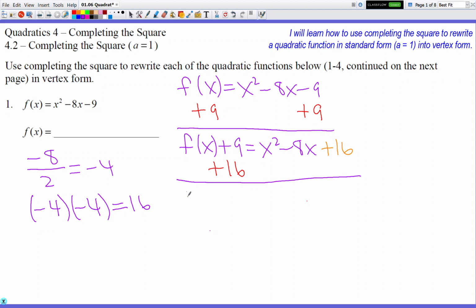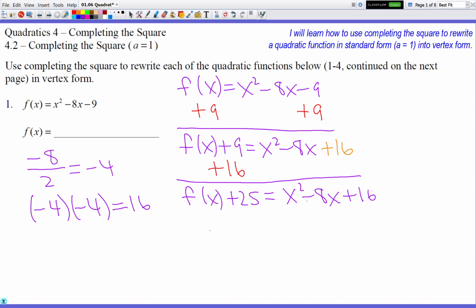We have f of x, and when I add these two numbers up, I get plus 25, equals x squared minus 8x plus 16. So I accomplished one goal, which is to get the correct number standing right next to the negative 8x, and that is 16. So 16 is the number that's going to do what is called complete the square.